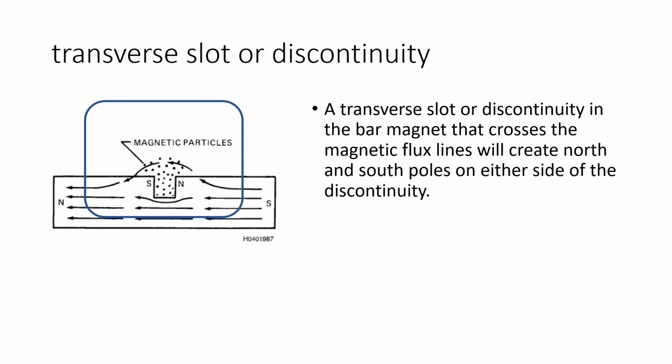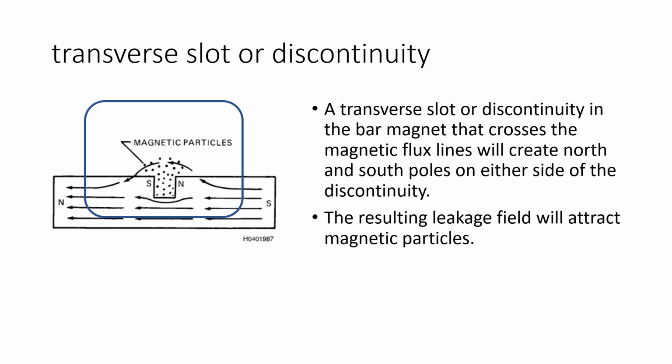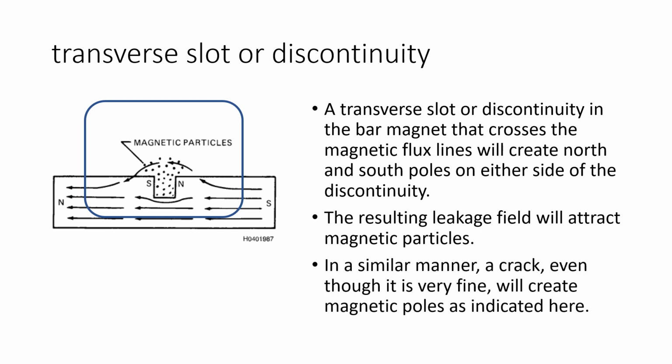So with a transverse slot or discontinuity in the bar magnet, we're going to have a leakage, and then we're going to have a north and south pole on either side of the discontinuity, and we're going to end up with the magnetic particles there. And that's how we're going to find our discontinuities, because those particles are going to show up and we're going to see them. Like I said, the resulting leakage field will attract mag particles. And this is going to allow us to see really fine cracks that we wouldn't be able to see with the naked eye.